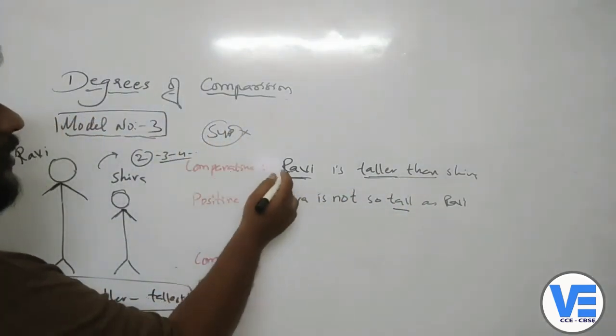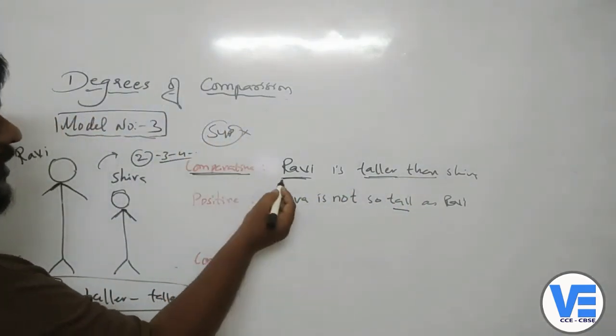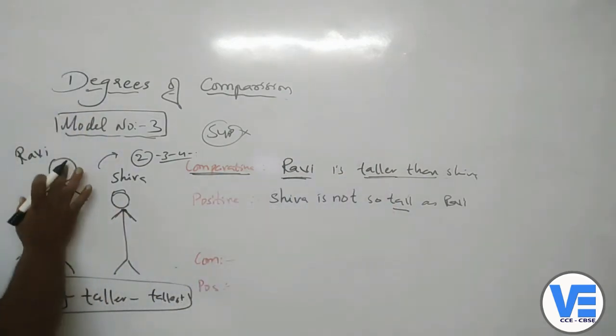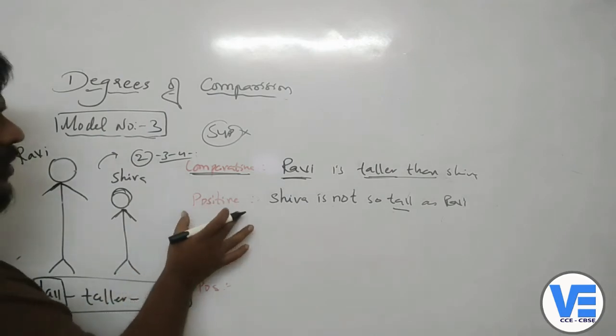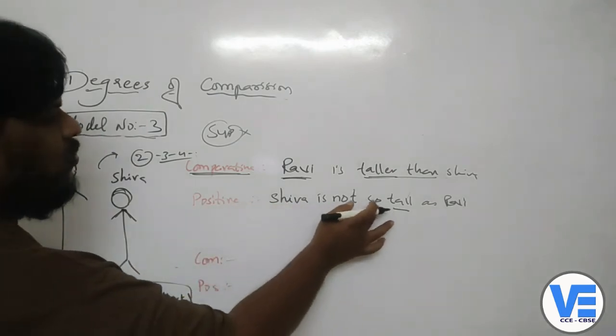So when you compare here, in a comparative statement, you write Ravi is taller than Shiva. Ultimately, Ravi is taller than Shiva. Shiva is a bit short. So when you come to positive, how do you write here? Shiva is not so tall as Ravi.